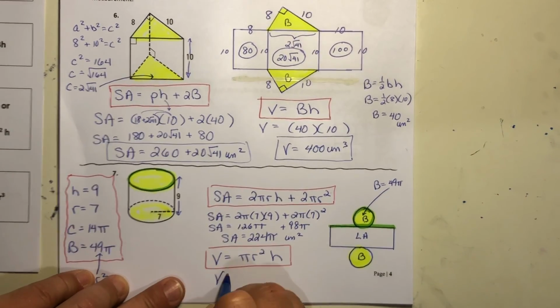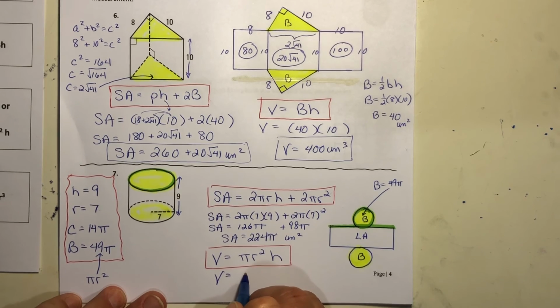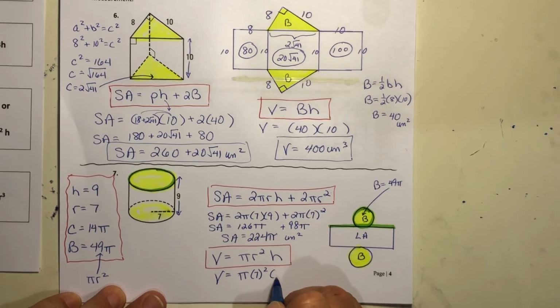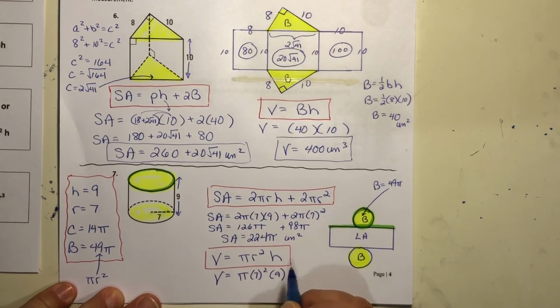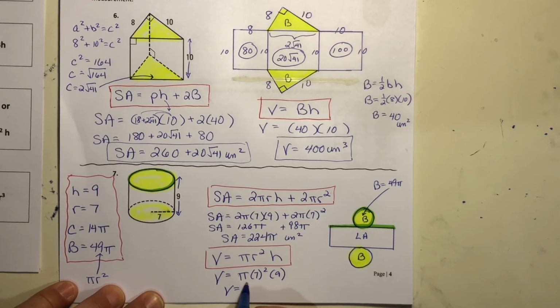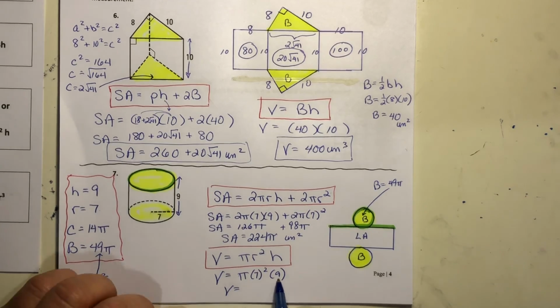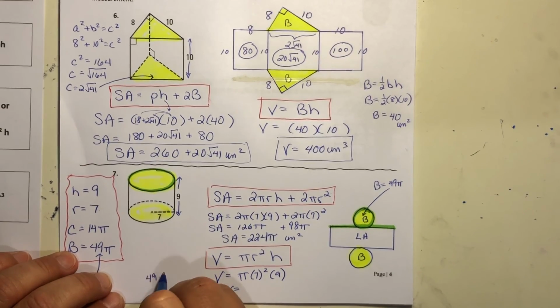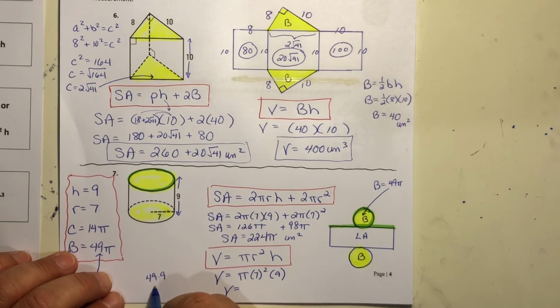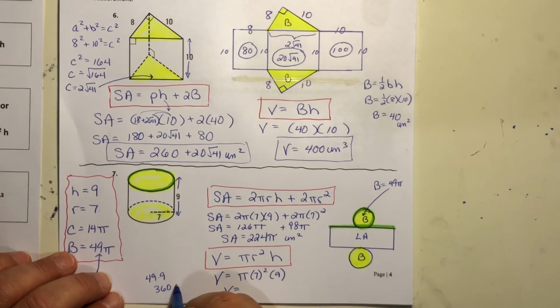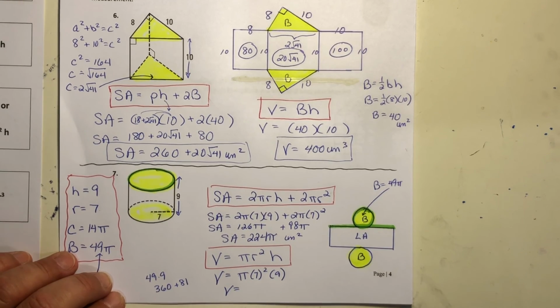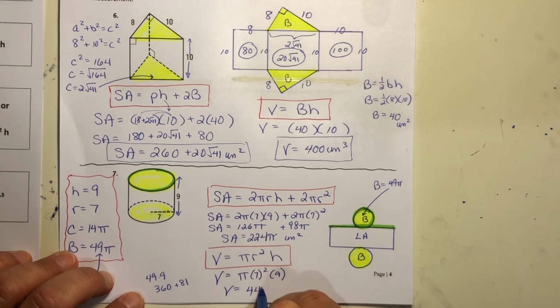Finally, my volume is going to be the area of one base. The area of one base, pi radius squared. So we've already done this, but I'm just going to go through the motions. The height is 9, okay? So volume equals, the area of the base was 49 pi. So now we have to take 49 times 9. All right, well, let's see. 49 times 9. Well, 9 times 40 is 360, right? 9 times 9 is 81, right? So what's 360 plus 81? We're going to get 441 pi units cubed.